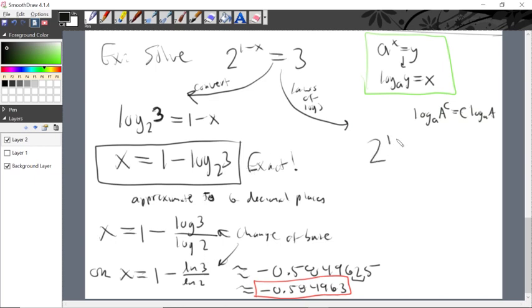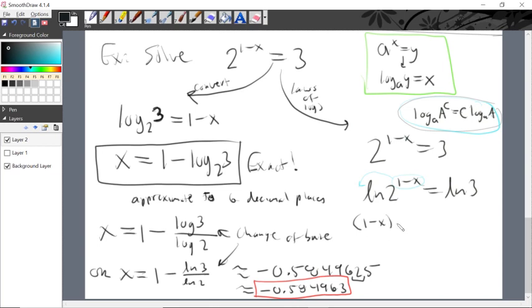So we have the equation 2 to the 1 minus x is equal to 3, and then I apply the logarithm, the natural log in this case, to both sides of the equation. Now we have a logarithm whose base is different than the base of the exponential, right? So we can use this law right here. That is, we can pull the exponent. We'll go blue. I can pull the exponent, which is 1 minus x, to the front of this logarithm.